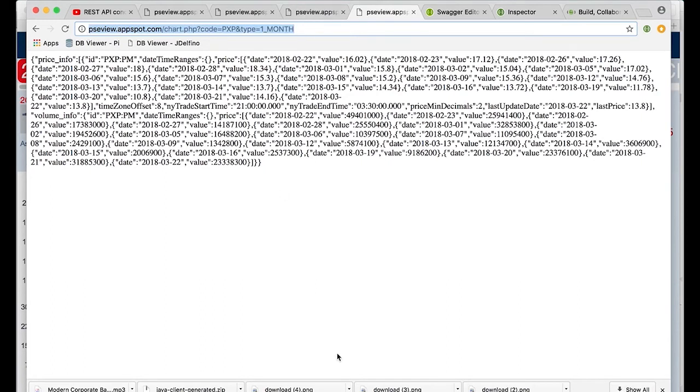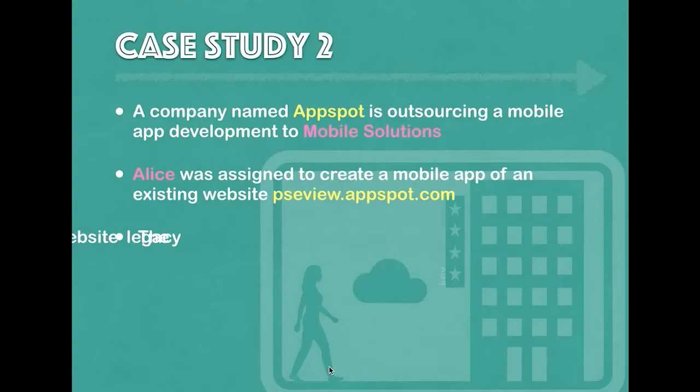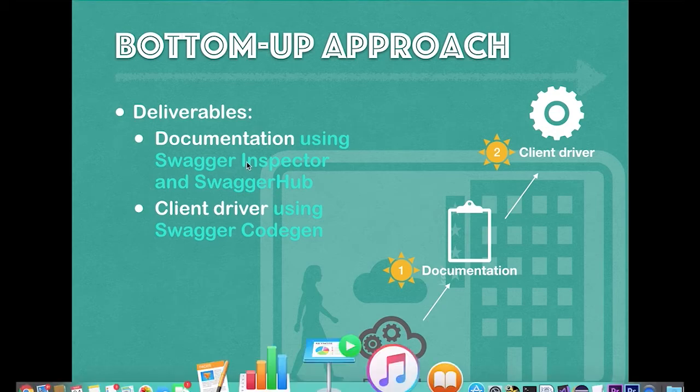what does the presentation say? Let me see. Okay. Using Swagger Inspector. This one is a case of a bottom-up approach wherein you start from the bottom and go up. We have an existing REST API, and you just create documentation out of it, and finally you create the client driver. So let's use Swagger Inspector. Let's just click on this one.